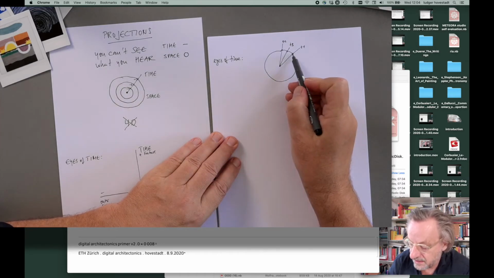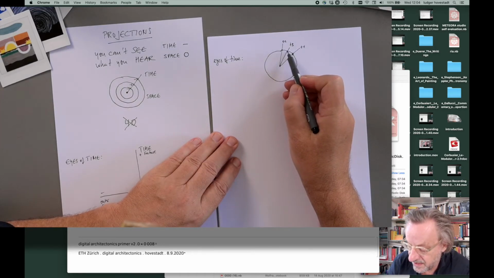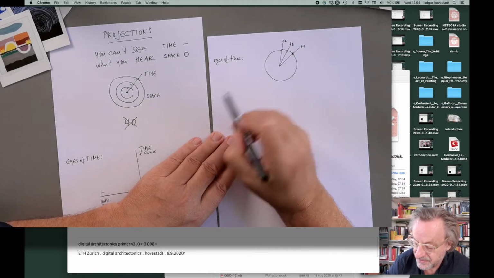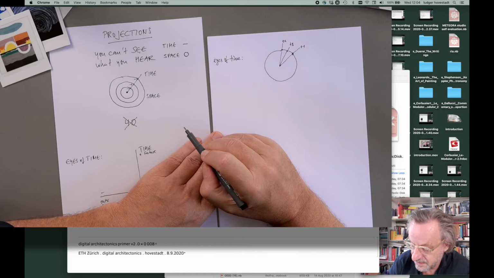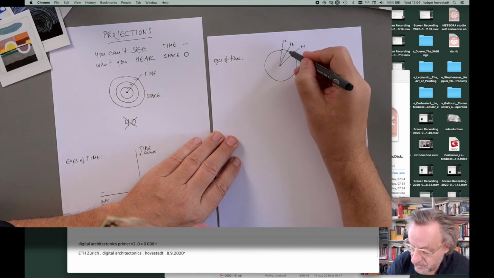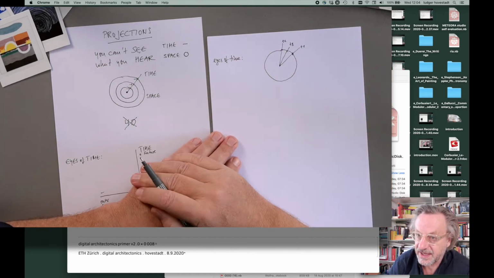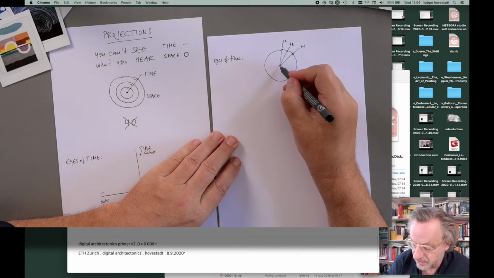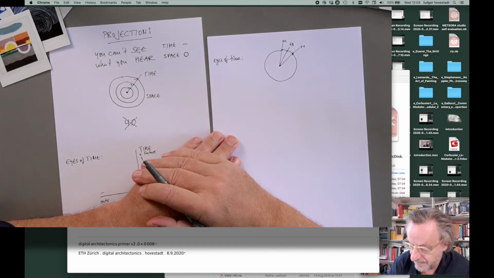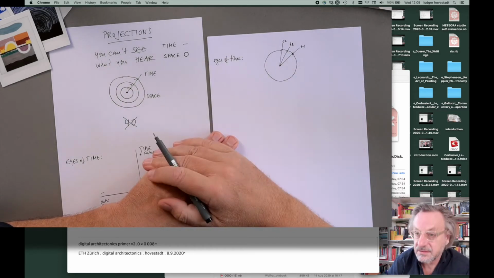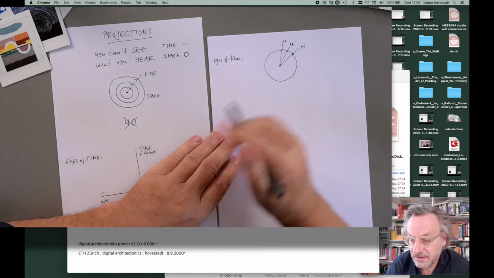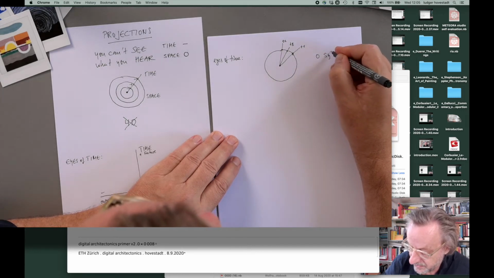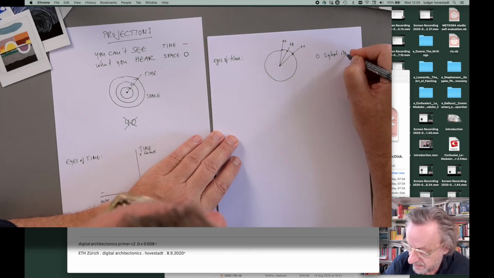And so what you see of the circle are points. And what you can do is you can connect them with lines, but this is not the circle. So, in time. The circle is a symbol. Circle is a symbol in space.